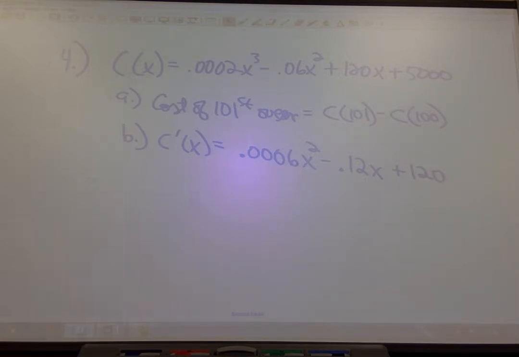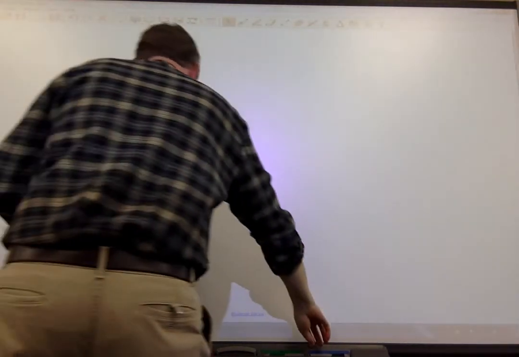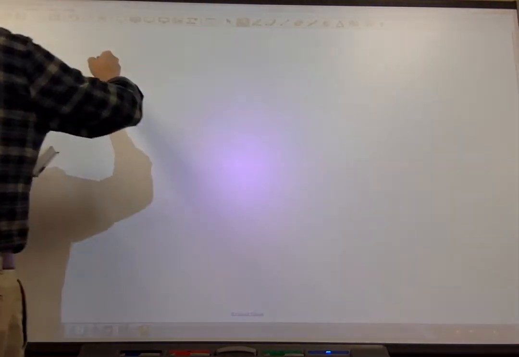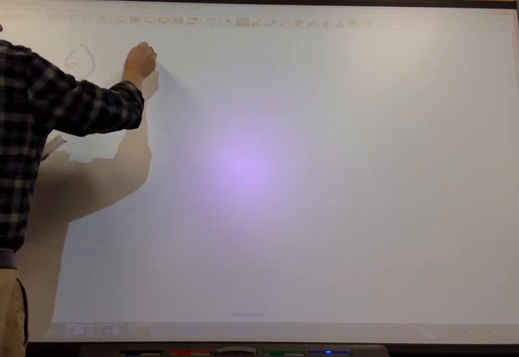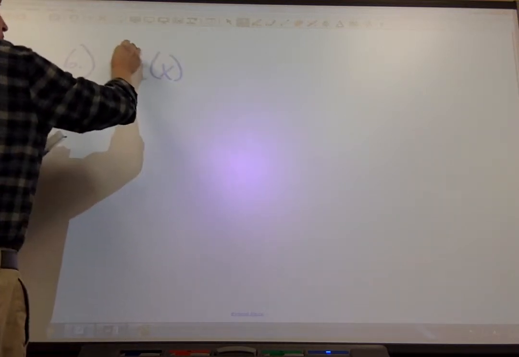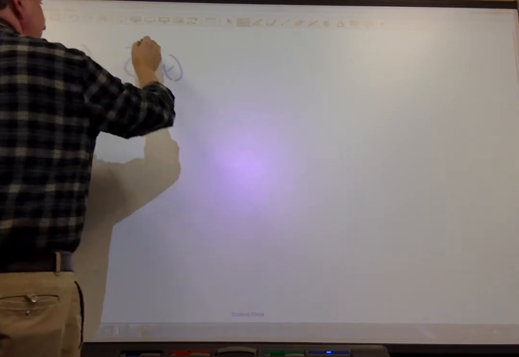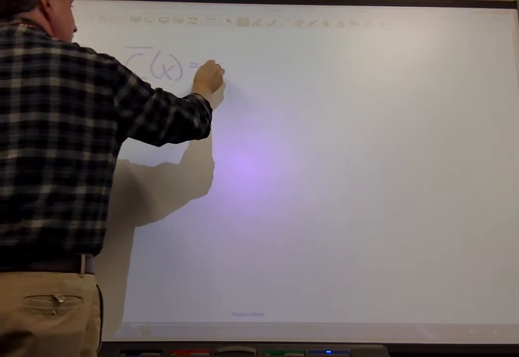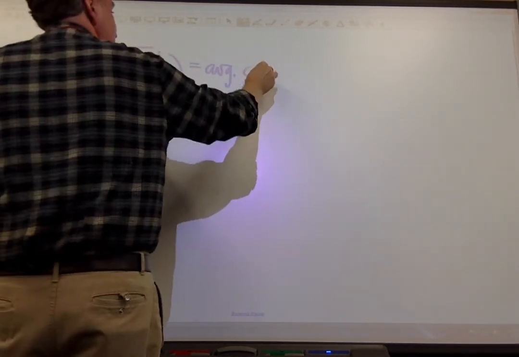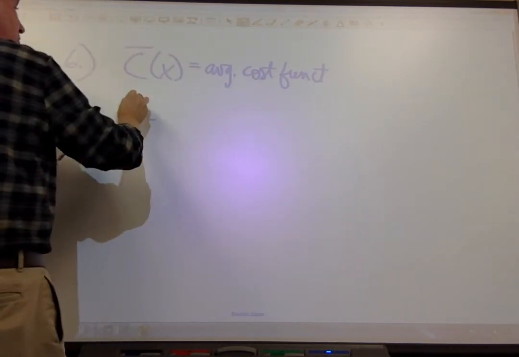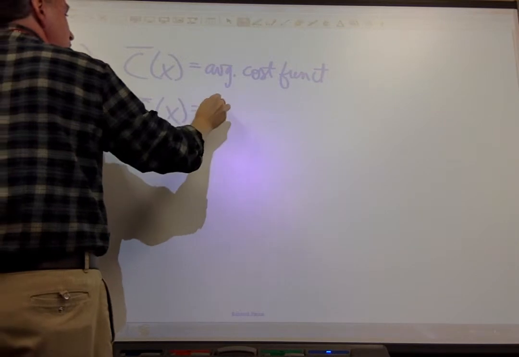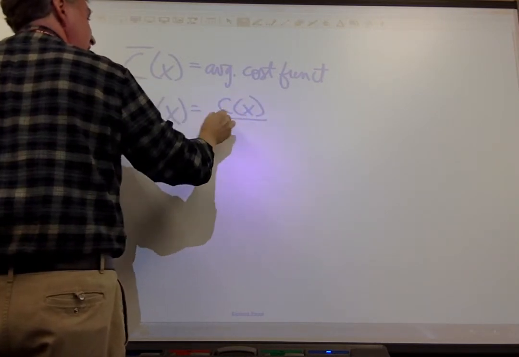Now, number 6, I want you to look at what they've added to that. They've added a word to it. Instead of just marginal cost, what does it say? Marginal average cost. So if you have a function c of x, if you put a bar above it, we call that the average cost function. Average cost. And c bar of x is equal to c of x divided by x.